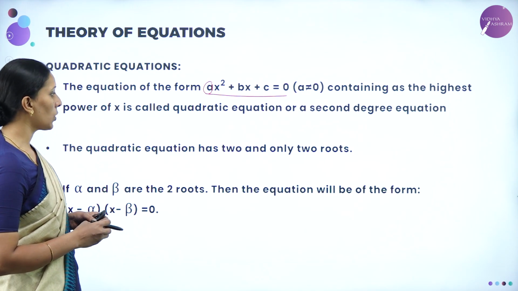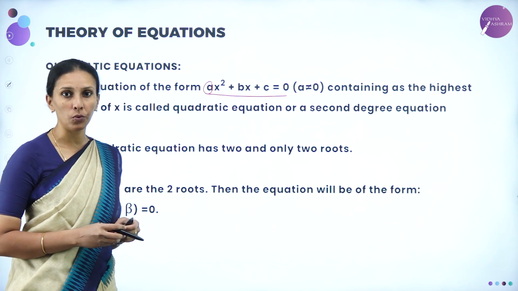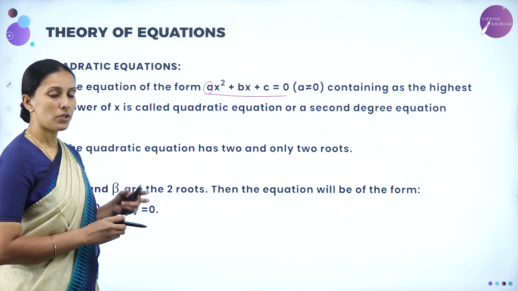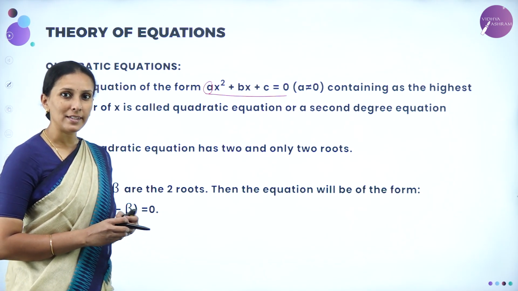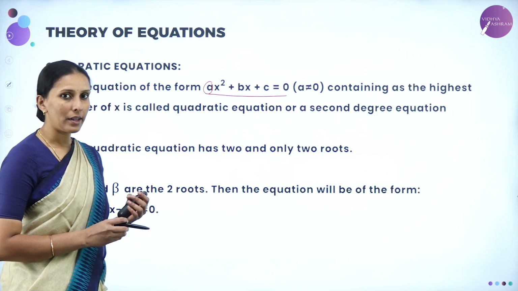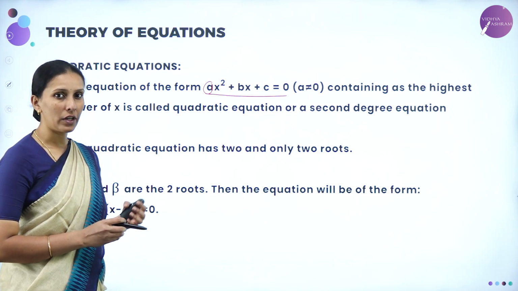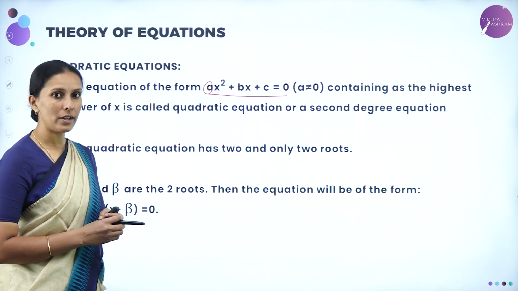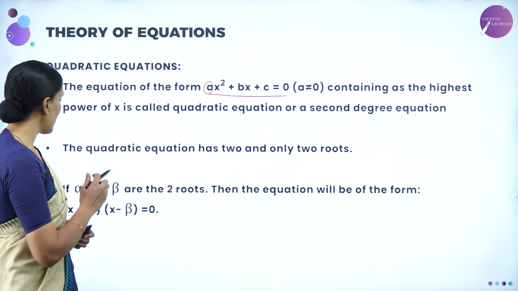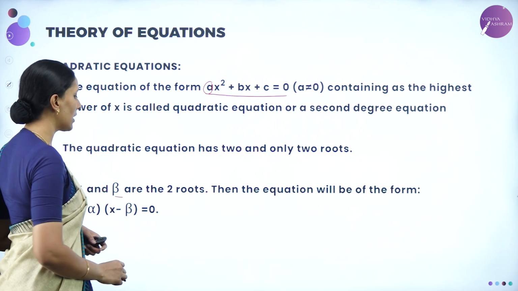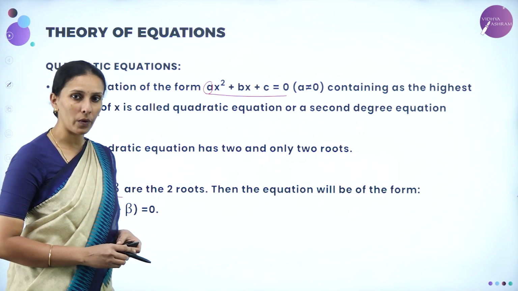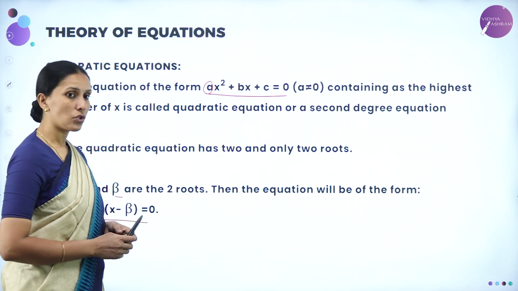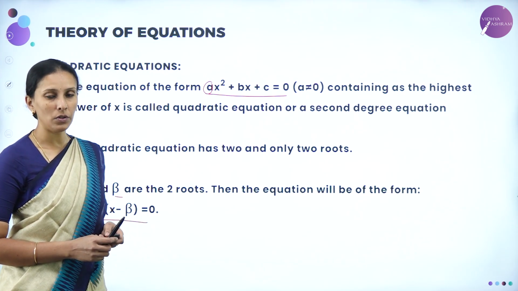Now, the quadratic equation has two and only two roots. Roots are nothing but the solutions for the given equation. I already told you in the previous session that if a quadratic equation is of degree 2, then it will have two solutions, also called roots. Now, suppose alpha and beta are the two roots, then the quadratic equation can also be represented as x minus alpha into x minus beta is equal to 0.